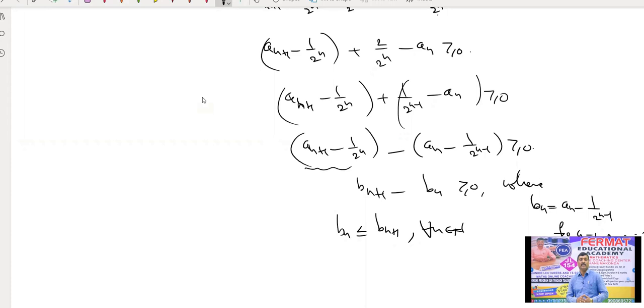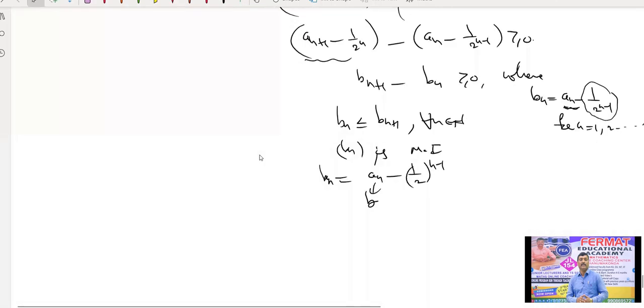You are given a_n, and you know the information about 1 by 2 power n minus 1, because this is a fixed sequence. So therefore, I know b_n. It is increasing, and is it a bounded sequence? Yes, it is bounded. Why? Because b_n is a_n minus 1 by 2 power n minus 1. You are given that a_n is bounded.